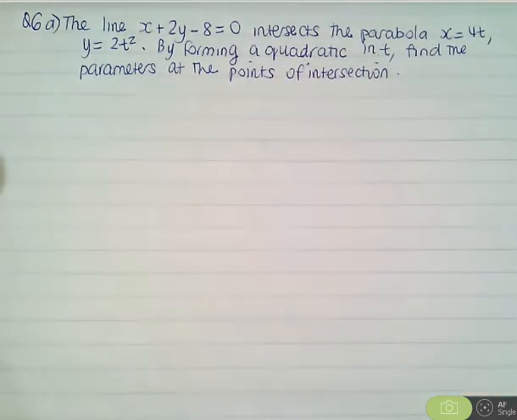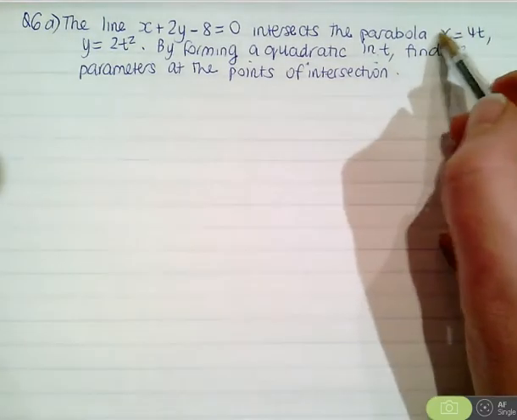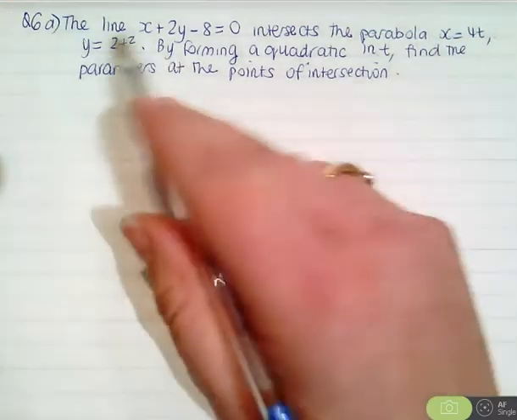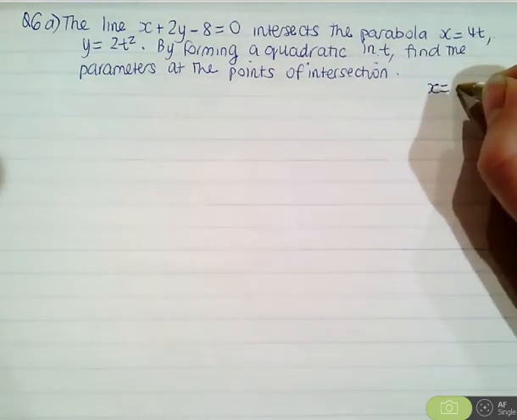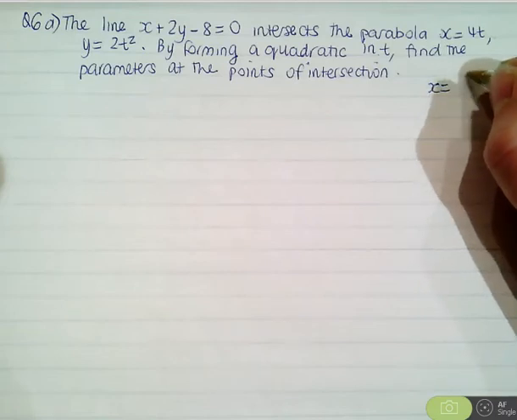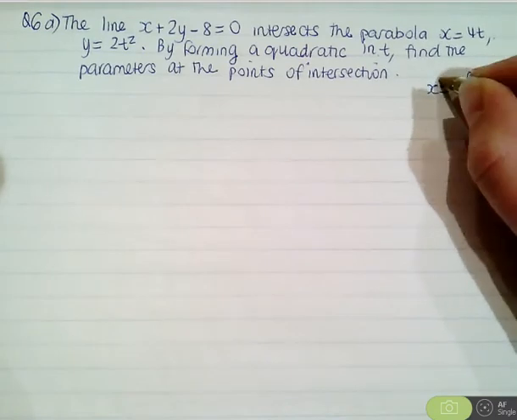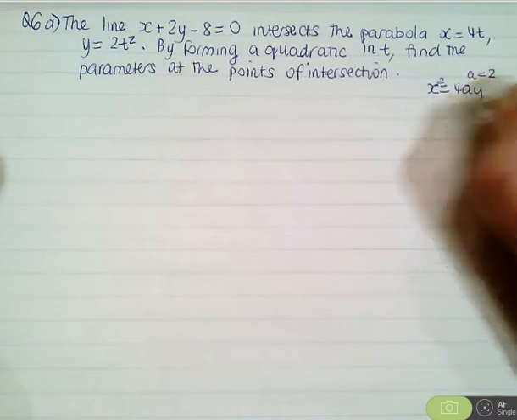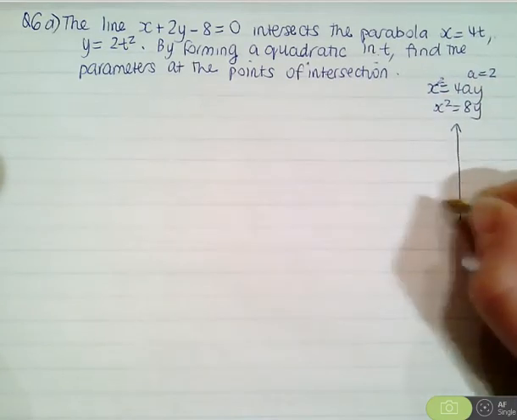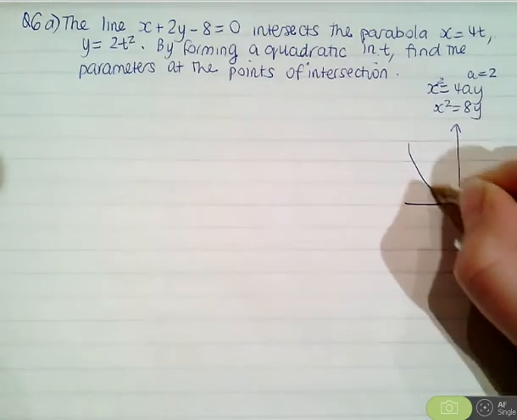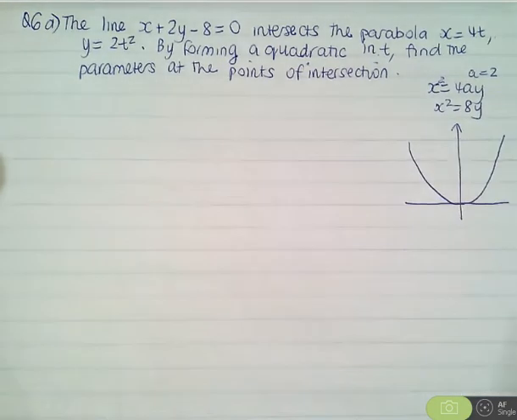Now, look, I could do a quick sketch. You may recognise this as x equals 2at, y equals at squared, where a is 2. And we know that it's of the format x squared is 4ay, so the parabola is x squared is 8y. In other words, it's a concave up parabola. I'm just doing this so that you can get an idea of what the question looks like.